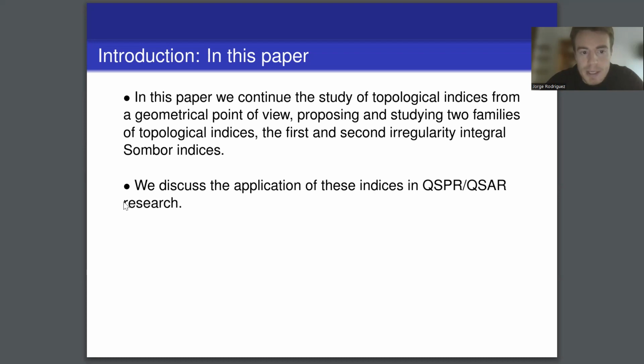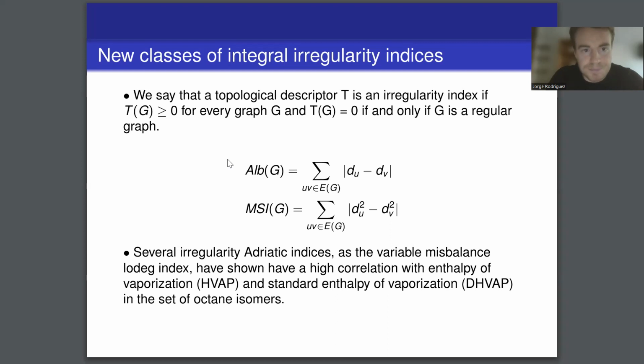In particular, we are going to be interested in the enthalpy of vaporization, which is simply the amount of energy that is needed to vaporize a mole of a liquid at a given temperature, and the standard enthalpy of vaporization, which refers to the enthalpy change when a mole of a liquid is vaporized at standard conditions. These are going to be the two properties for which we check the correlation with our irregularity indices. With this set, let me introduce some new classes of integral irregularity indices.